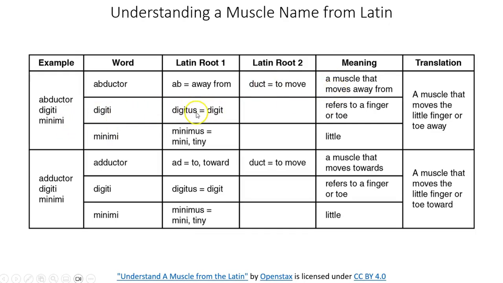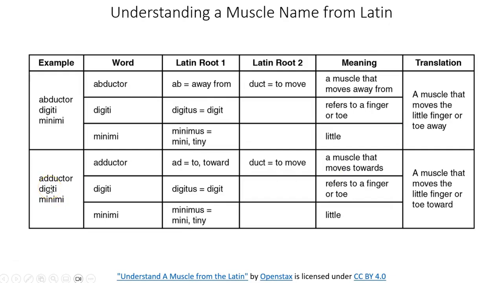Digiti is the Latin root digitus, which means digit. We know that the digits are the fingers and toes. We don't have a second Latin root here, but this is going to refer to a finger or toe. Next up is the minimi part. This is a pretty obvious one. Minimus means mini or tiny, so little. And so the translation for the abductor digiti minimi muscle is a muscle that moves the little finger or toe away from something.